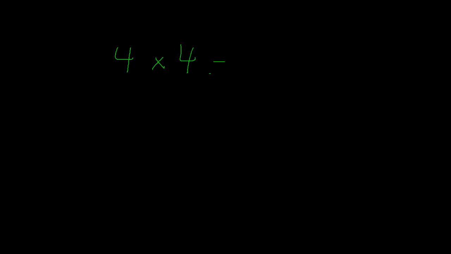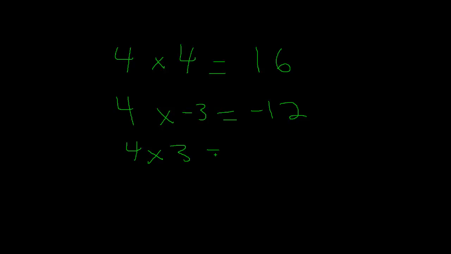Well, the rule is simple in multiplication. When you have two numbers of the same kind, two positive numbers, the answer is also positive. However, if you have a varied amount, let's say we're going to do 4 times -3, the answer would be -12. But if we had 4 times 3, the answer would be 12.